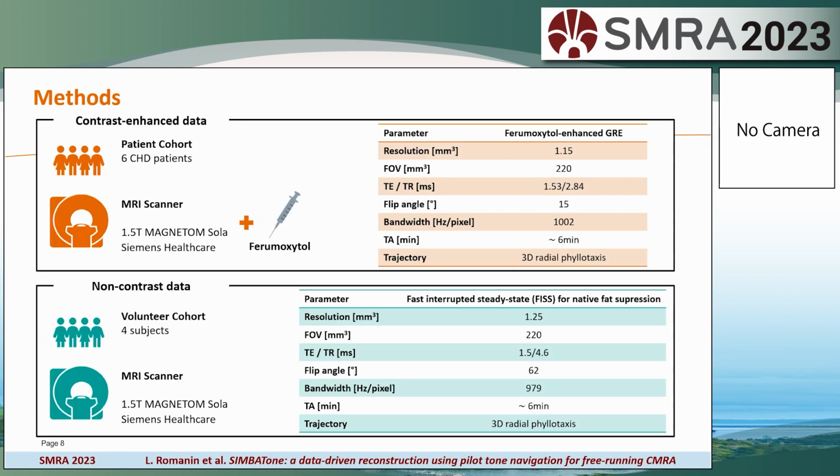So we tested this approach in two different cohorts, one of patients after the injection of ferumoxytol. These are 6 congenital heart disease patients that were acquired with a GRE acquisition and still with the same trajectory, a 3D radial phyllotaxis trajectory. And then the non-contrast data is in a volunteer cohort, with only 4 subjects. This is a fast interrupted steady state for native fat suppression, so that overall both cohorts have scans that last around 6 minutes. And both of these were acquired on a 1.5T system.